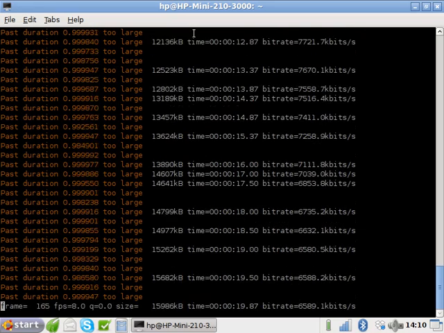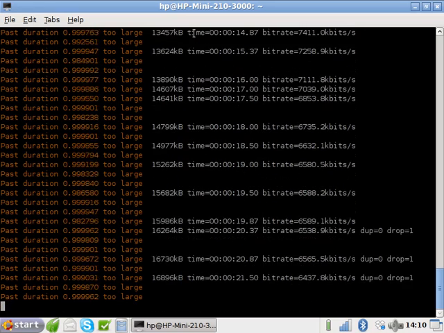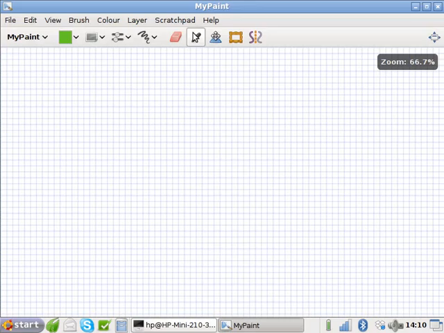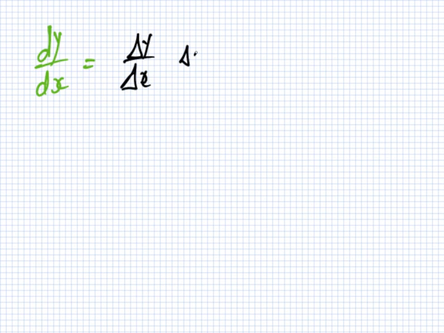Ready? So last time we looked at the first principles method for calculating the derivative. Do you remember, for example, the formula is dy/dx equals delta y over delta x when you make the delta x go to 0?